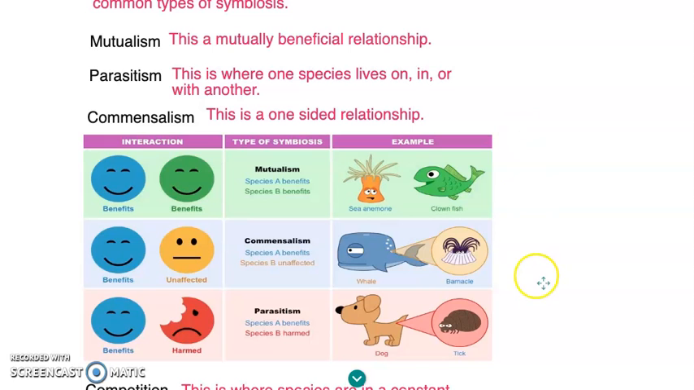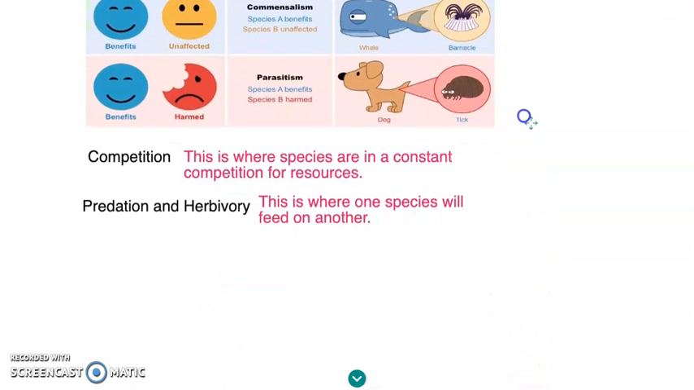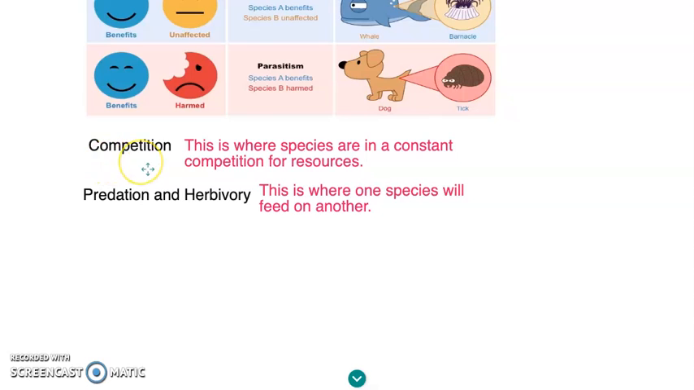symbiotic relationships. But here I have 2 more, and that's a competition. So a competition relationship is where 2 species or 2 animals in the same species sometimes are in constant competition for resources. So we could look at this as the red and the grey squirrels competing for somewhere to live and food.